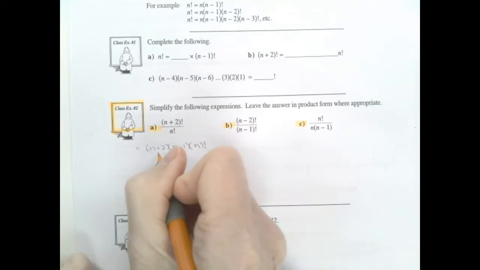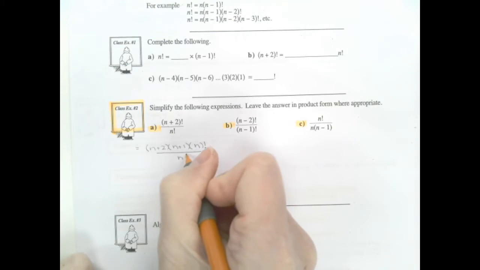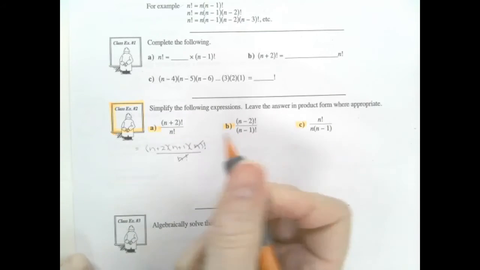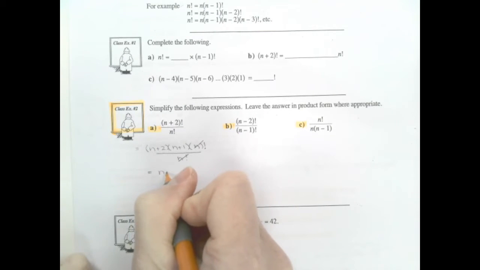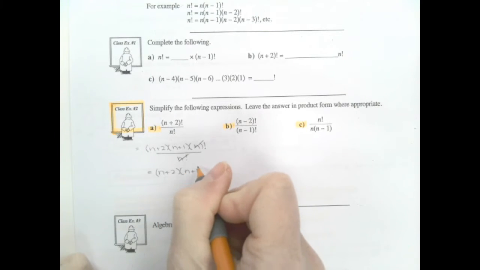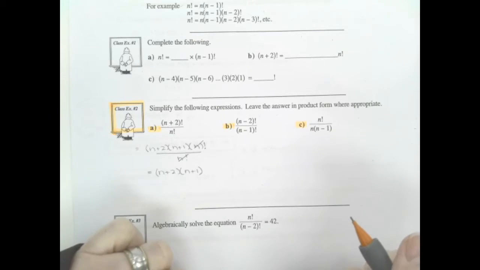If I quit, I have to write the factorial. And now n factorial on the bottom. These two cancel, and my answer is n plus 2 times n plus 1. I could FOIL that out if they wanted it, but that's going to be fine for now.